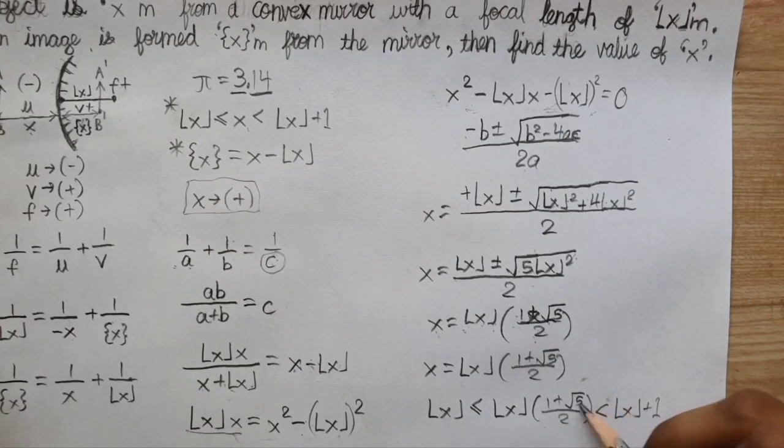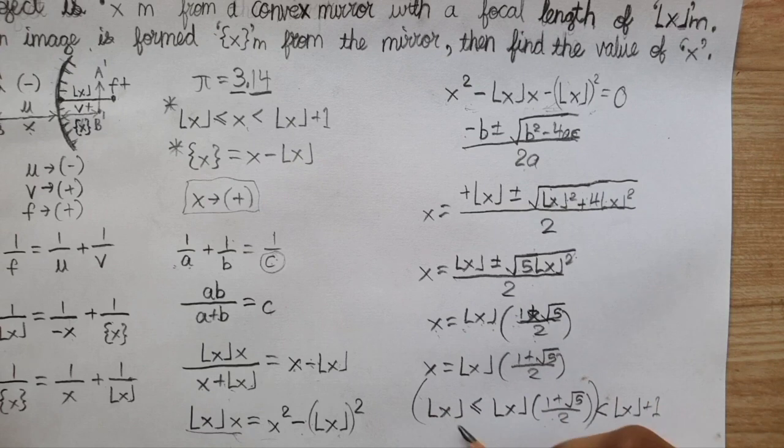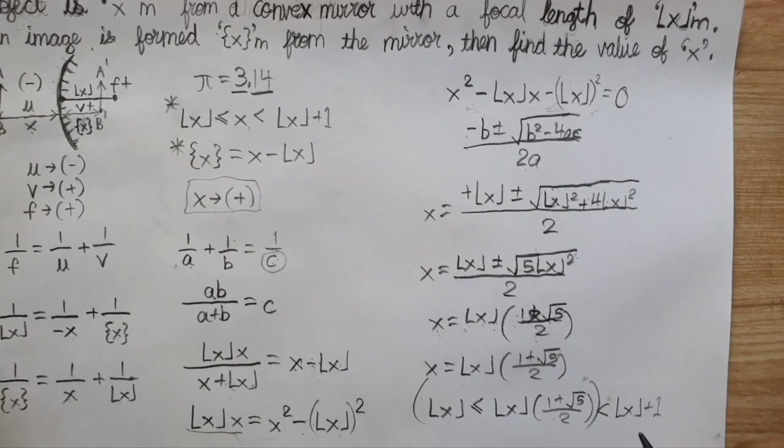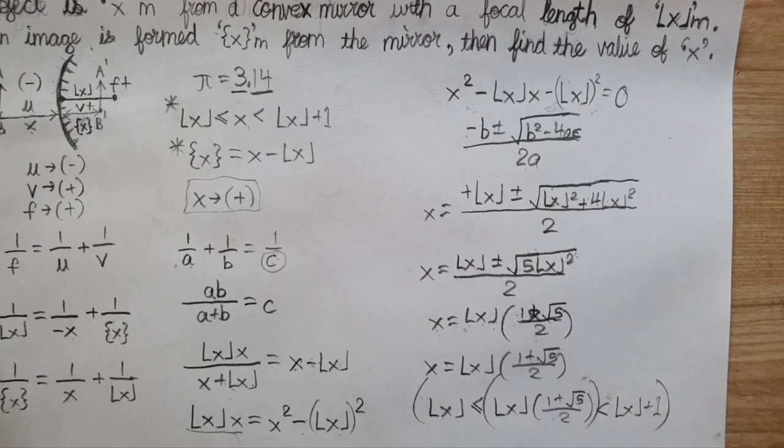Now this is pretty obvious. If we take this inequality separately, then we get floor of x is lesser than or equal to floor of x into (1 plus root 5) by 2, which is pretty obvious. So we'll take this other inequality.